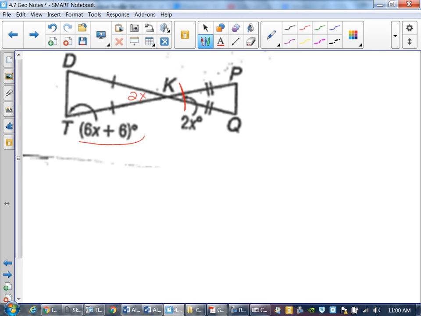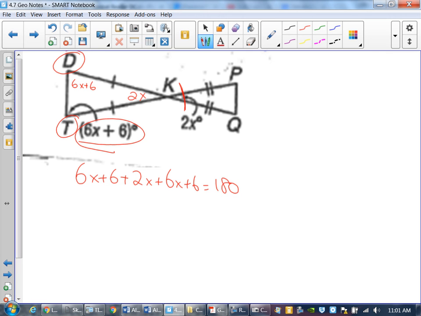Now, if this is 6x plus 6 here at T, what is it at D? How many degrees are in a triangle, ladies and gentlemen? 180. So what do I have to do to solve for x? You add all three of these together. 6x plus 6 plus 2x plus 6x plus 6 is 180. That's how you work through to solve for these problems.